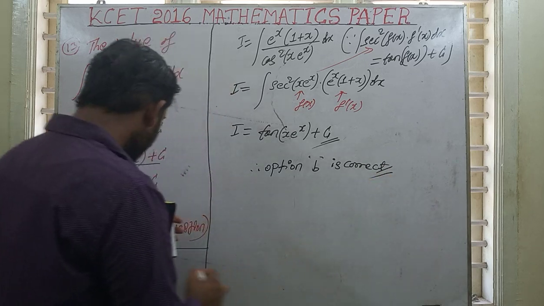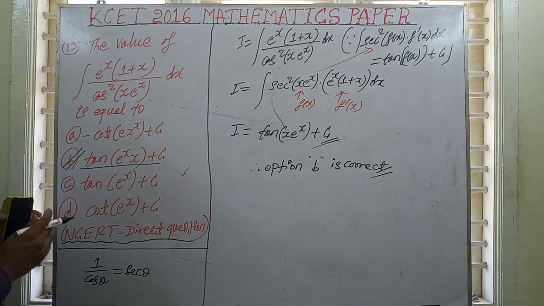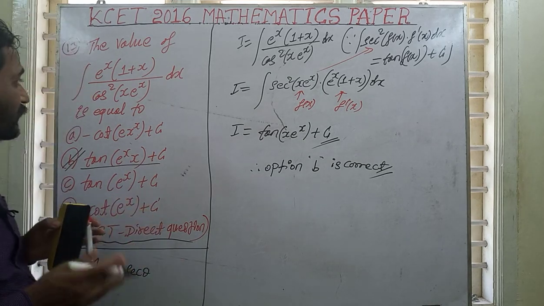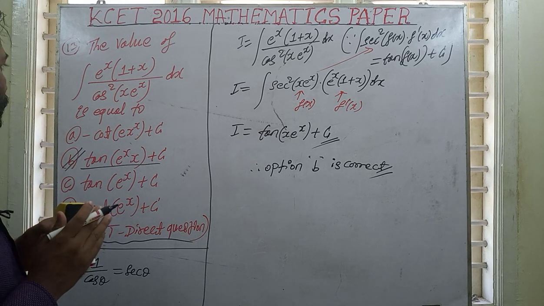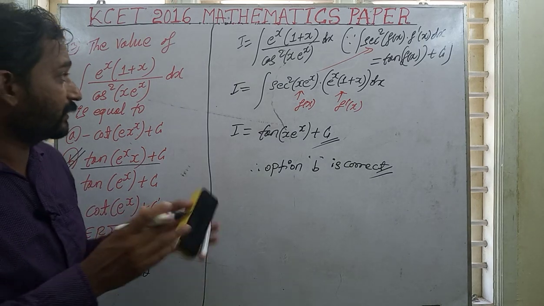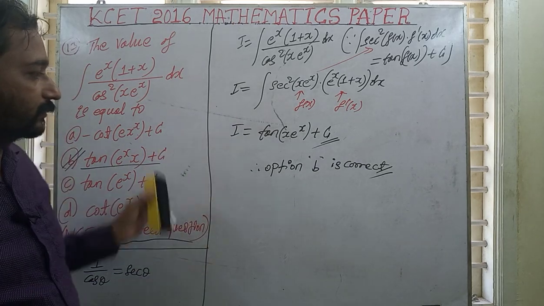So this is an NCERT direct question. All the students can attempt this question easily because they have already solved this question in the NCERT textbook, and also they ask this question in the KCET theory exam, carrying 3 marks. Okay, so take down.